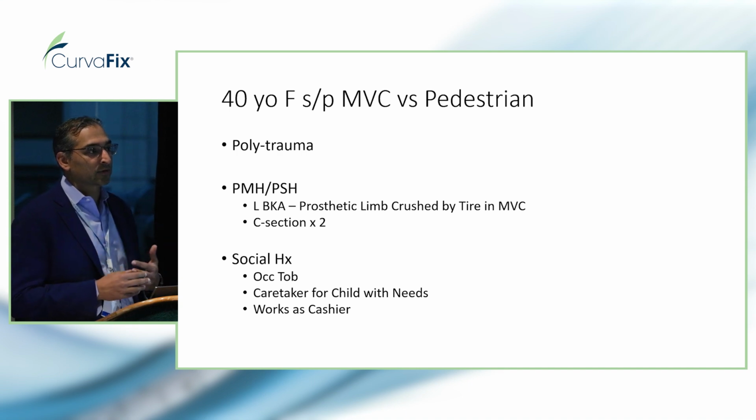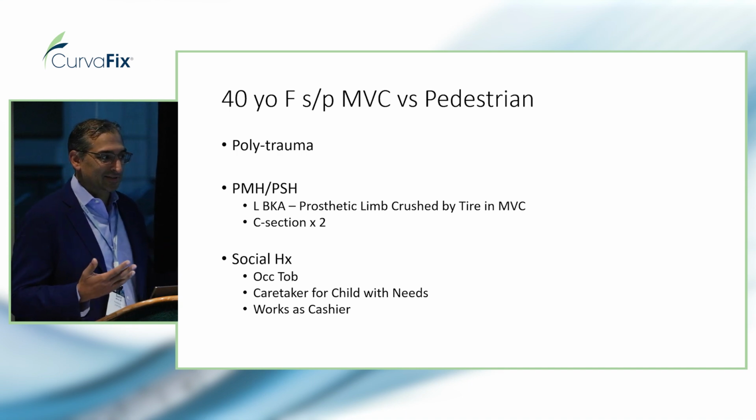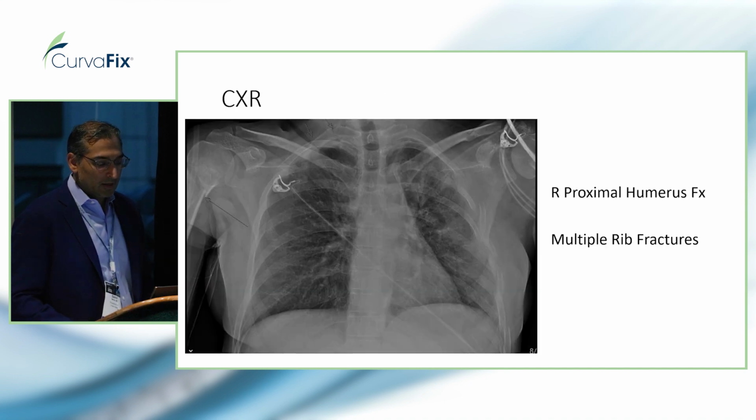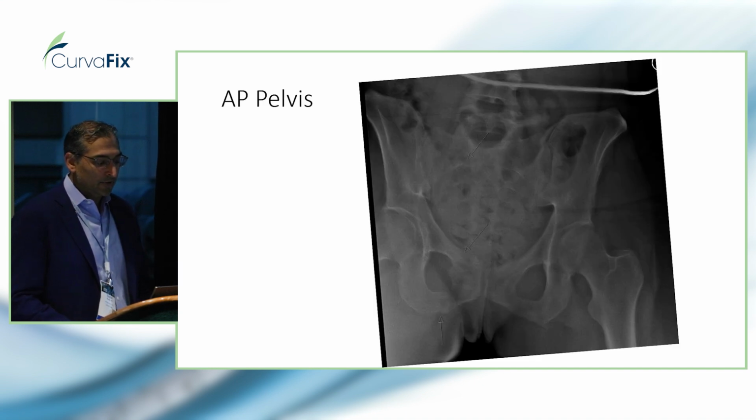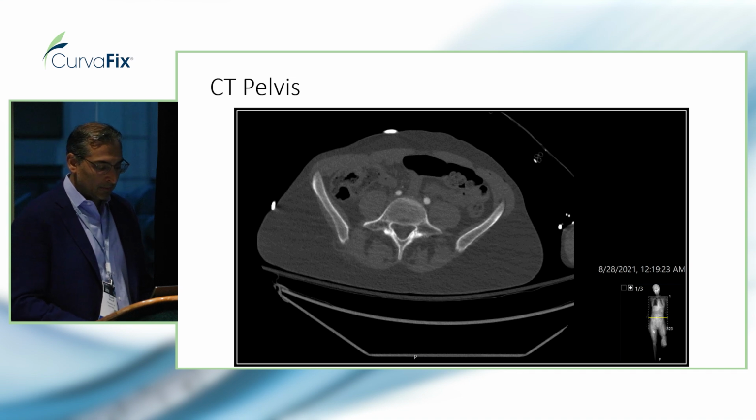I sort of wrestled with, why did I use it? I can put screws in anything. I've been doing this for a while. And so, right proximal humerus fracture, multiple rib fractures, left proximal humerus fracture, left distal humerus fracture, intra-articular, standard polytrauma patient, and then a pelvic ring injury, which I don't know if the CT is going to play, but maybe it will, maybe it won't, nope.